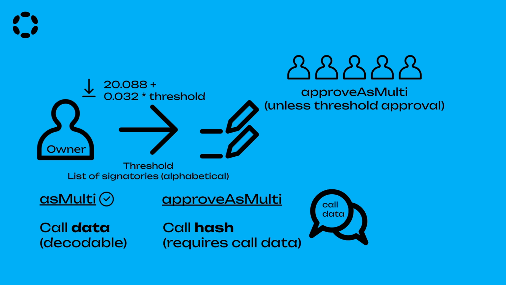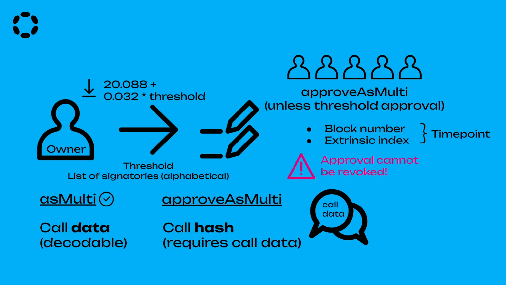When approving a multisig transaction that has already been initiated, a signatory is required to indicate the block number and extrinsic index, known as the timepoint, of the initiated call so that Polkadot knows where to look for it. If the timepoint is omitted while submitting an approve asMulti, the signatory will initiate a new multisig transaction. So be sure to include that timepoint if you are approving an already initiated multisig call. Additionally, please note that once a signatory has approved a call, they cannot revoke their approval. Be careful to only approve multisig calls that you believe to be reasonable.